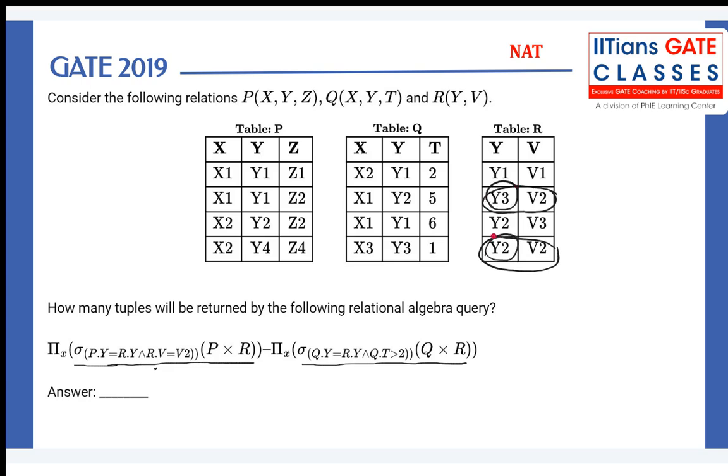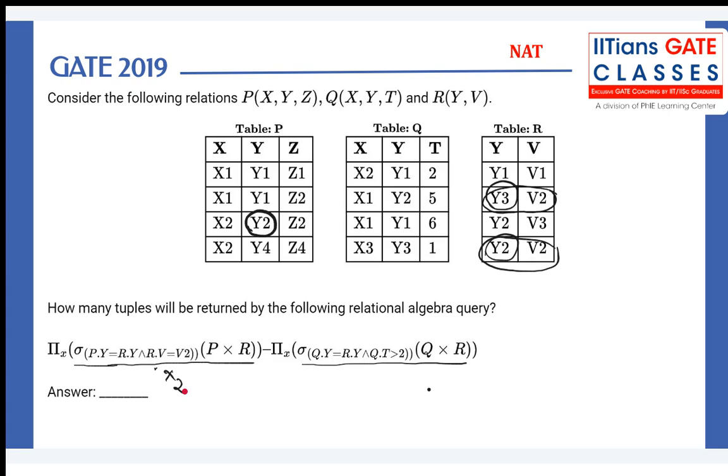So which row will be returned? What will be pi of x? Can you answer now? You will join y2 with this one, right? And you will get the x of it, which is x2. Is it clear, everyone? This part?